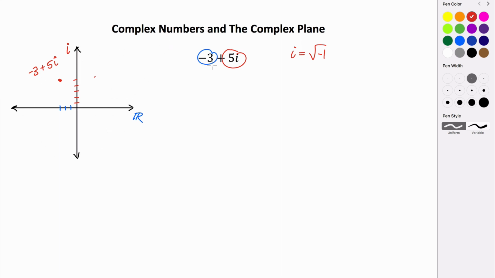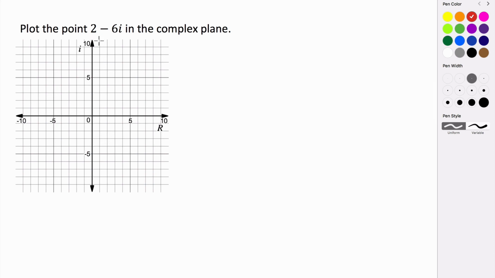So let's try and plot another one. So we want to plot the point 2 minus 6i in the complex plane. So we have a real component of +2 and an imaginary component of -6. So that means that on the real axis, we're going to go right 2. And then on the imaginary axis, we're going to go down 6. So right 2, down 6. So this point here is our complex number 2 minus 6i.